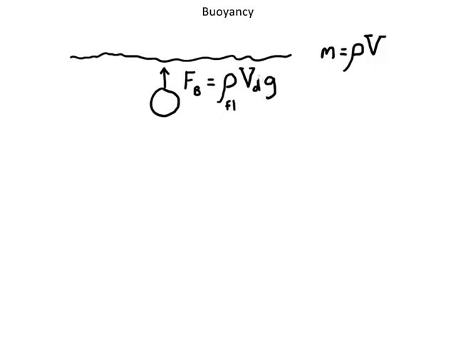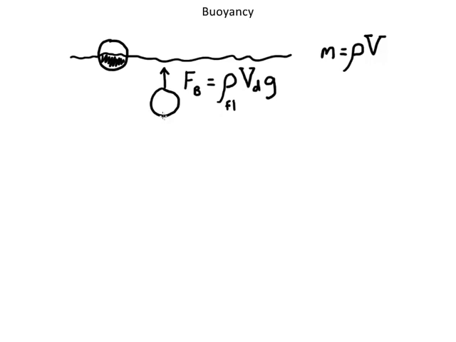Now the displaced volume, you have to understand, is not necessarily the volume of the object. If the object were only partially submerged, like in this case, the displaced volume would be this volume down here that's actually underwater. So you've got to be careful when you use this expression. It's not always the volume of the object, but if something's completely underwater, then that displaced volume is equal to the volume of the object.